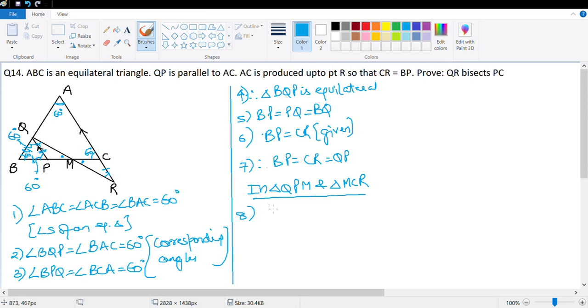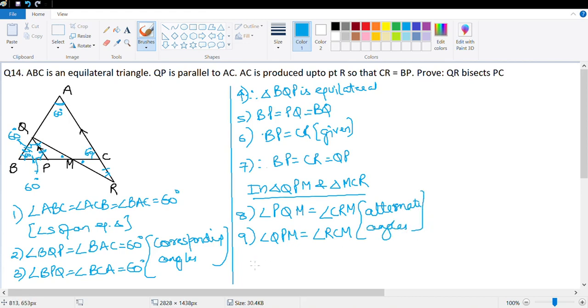Angle PQM should be equal to angle CRM. These are alternate angles. Point number 9. Similarly, angle QPM should be equal to angle RCM. Both of these are alternate angles. So we've got two alternate angles and we've got QP is equal to CR from point number 7.